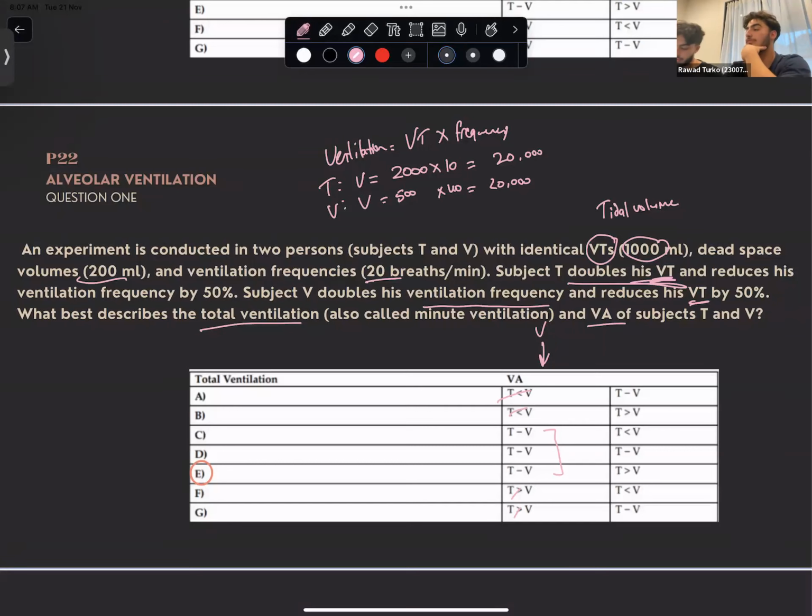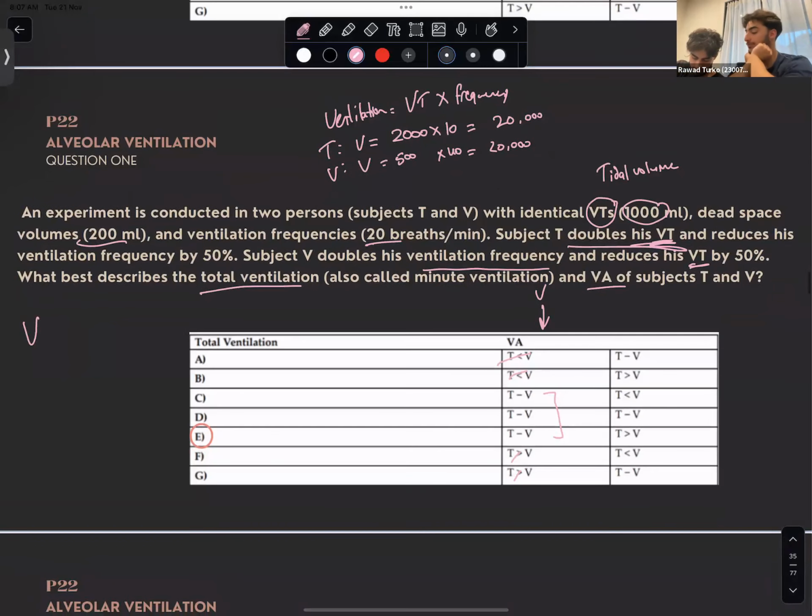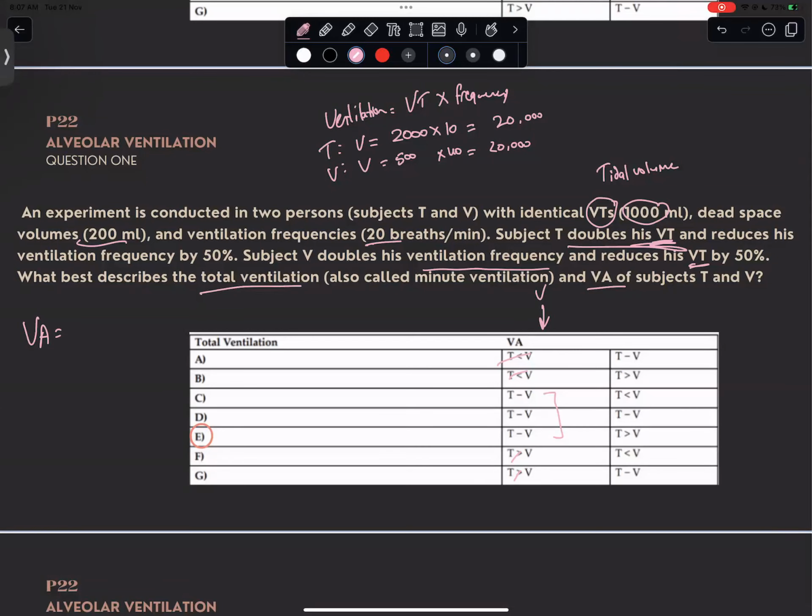Okay, now when we're talking about VA, what's the equation for VA, or alveolar ventilation? Do you know what the equation for VA is? VT minus VD multiplied by respiratory frequency. Perfect. Okay.